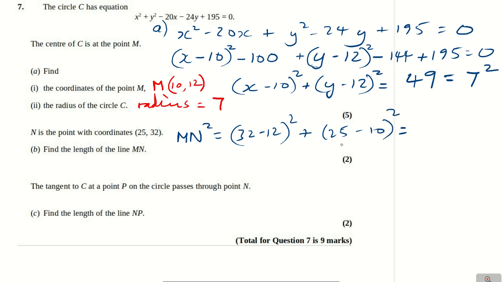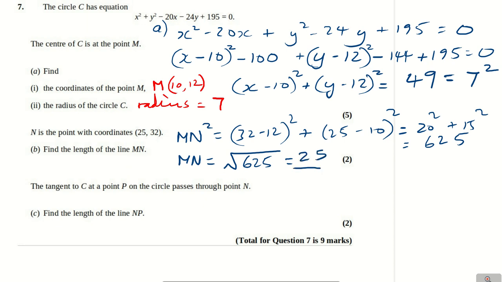And we do that and we get 20 squared plus 15 squared, which is 400 plus 225, which comes to 625, which means that MN is the square root of 625, which I think is 25. Done that.